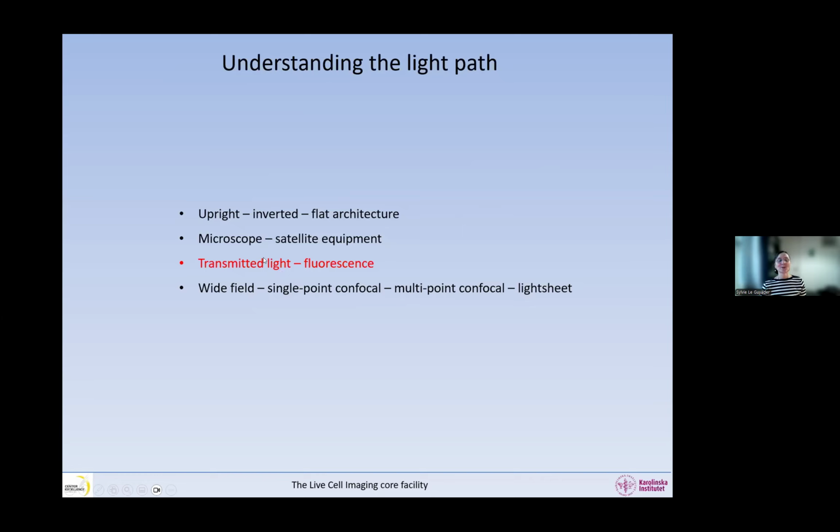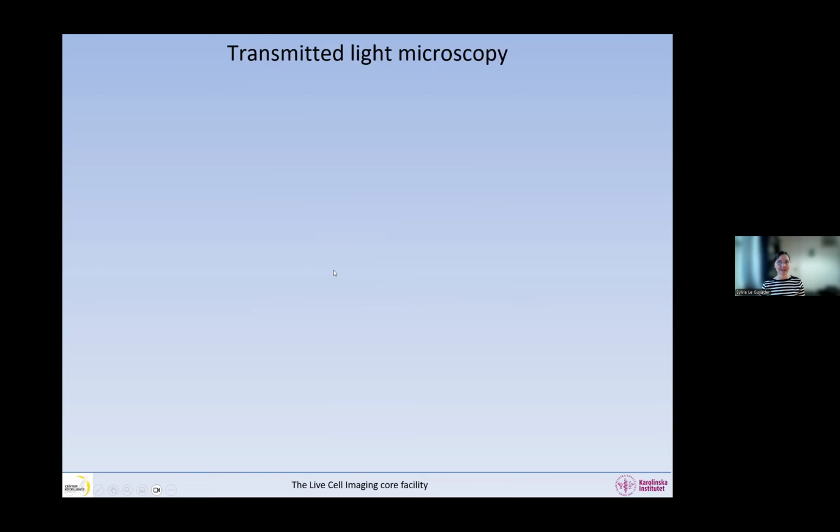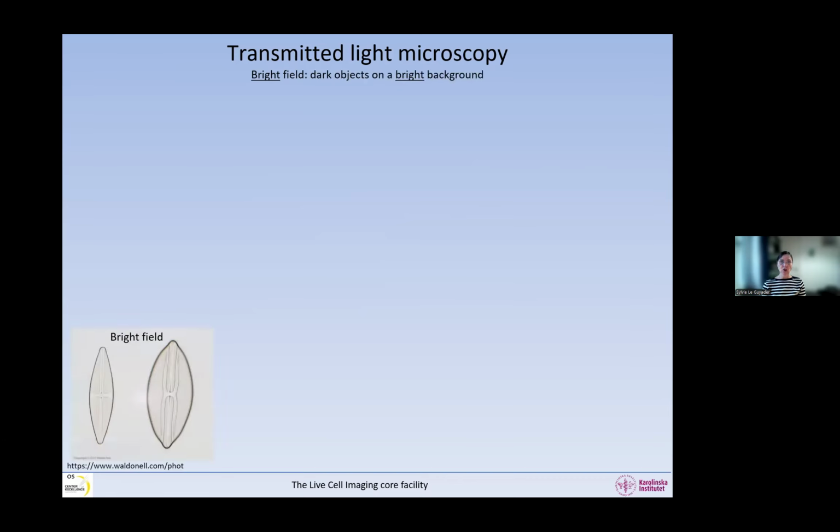So now we're going to talk about transmitted light and fluorescence, what the difference is. And so I spoke before about bright field. So then you know that a wide field microscope is a microscope that has a camera and no scanner. So it's a simpler microscope. It's sort of the simplest type. But bright field, what is that? So it's the objects in the image appear dark on a bright background.